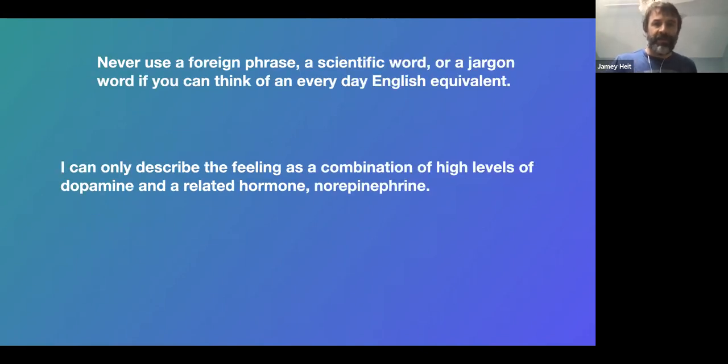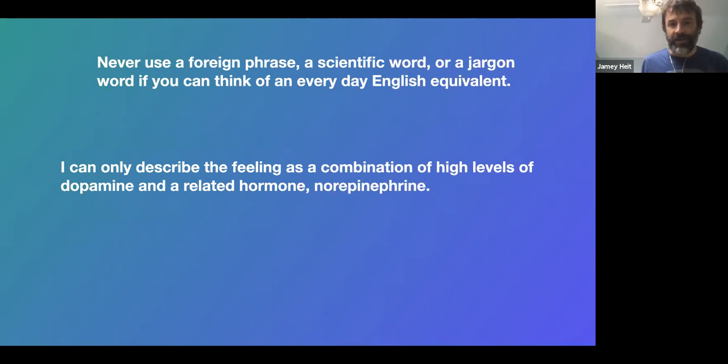Rule number 5 is never use a foreign phrase, scientific word, or jargon word if you can think of an everyday English equivalent. So I have a sentence here that uses some jargon. So let's read it out loud. I can only describe the feeling as a combination of high levels of dopamine and a related hormone, norepinephrine. A lot of people would say, well, what the heck are you talking about? What is this? You're using jargon in this sentence.